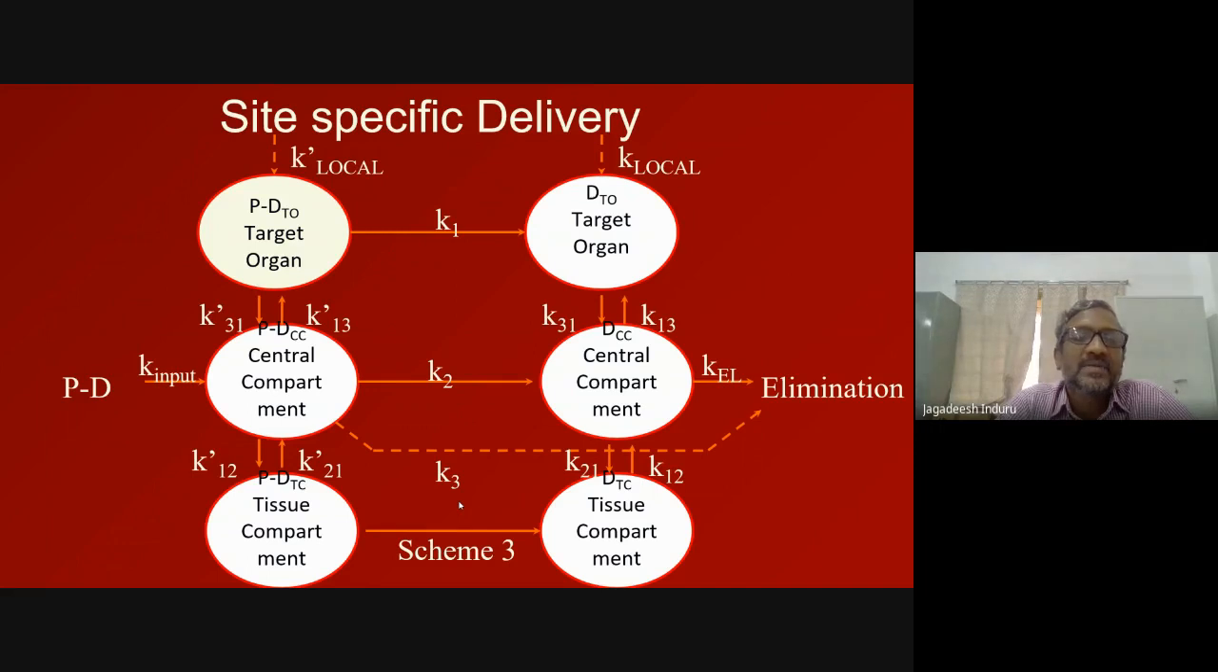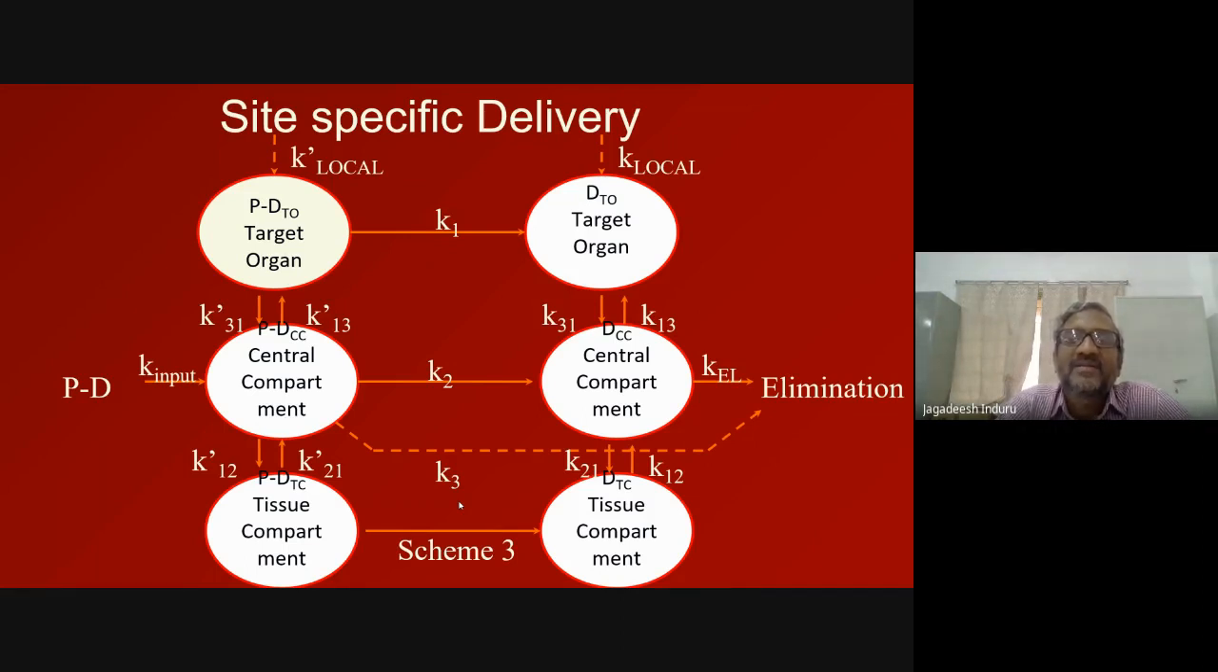Okay. Sometimes what will happen, if targeting is not there, from the central compartment itself, the drug will get degraded and eliminated. It means the targeting index or the targeting power of the particular delivery system is nil. It is not having it. But if you are able to get the highest concentration in the target organ, then you will have the highest targeting index.